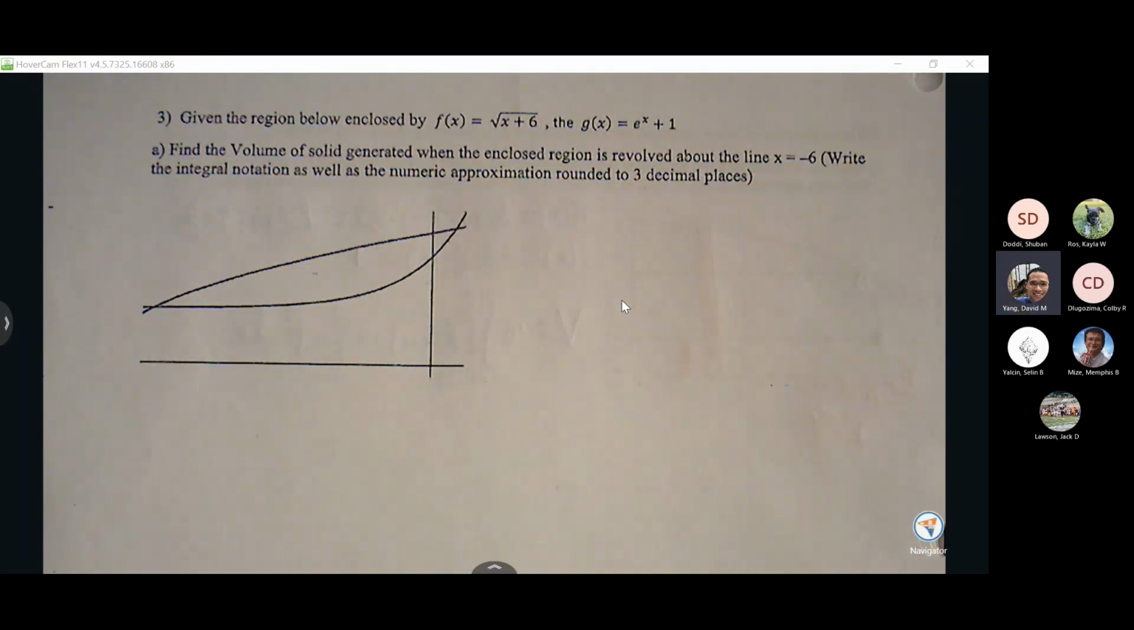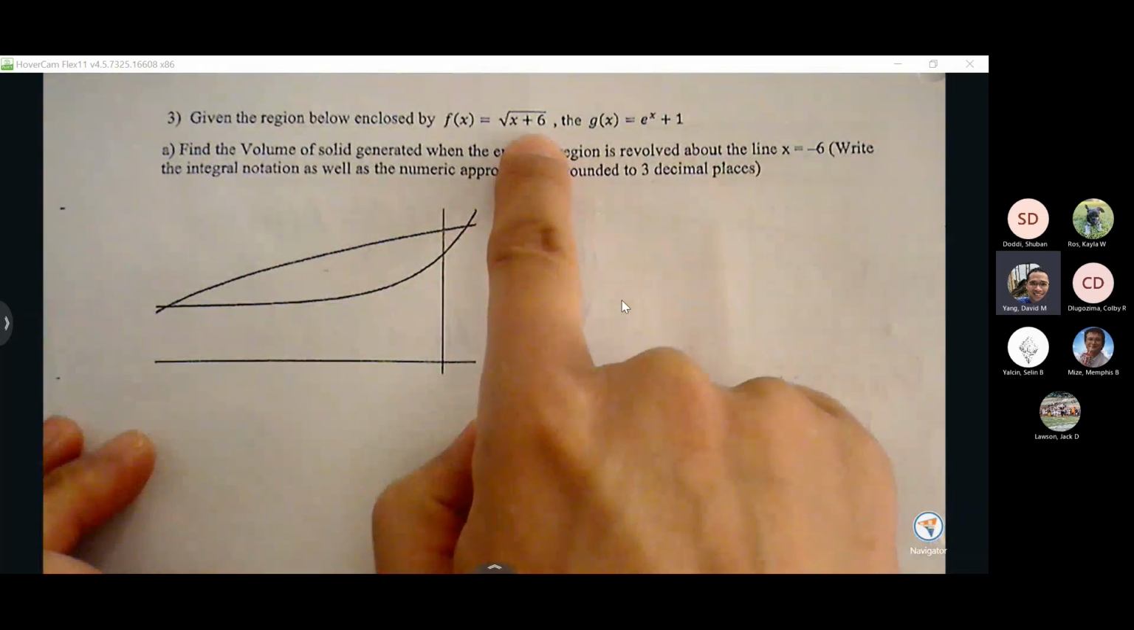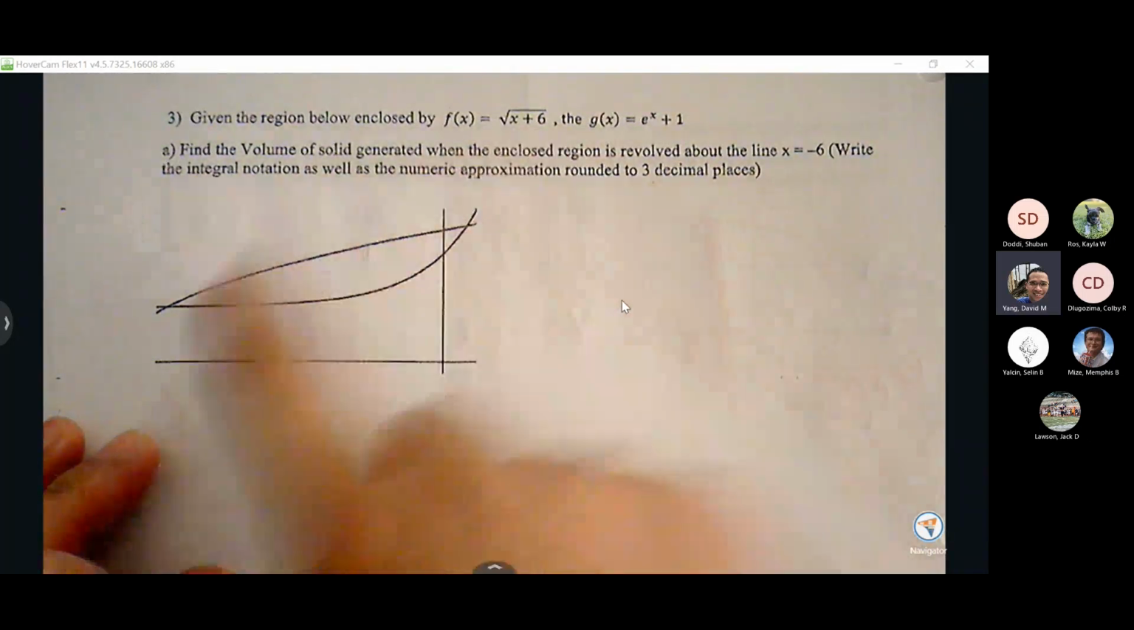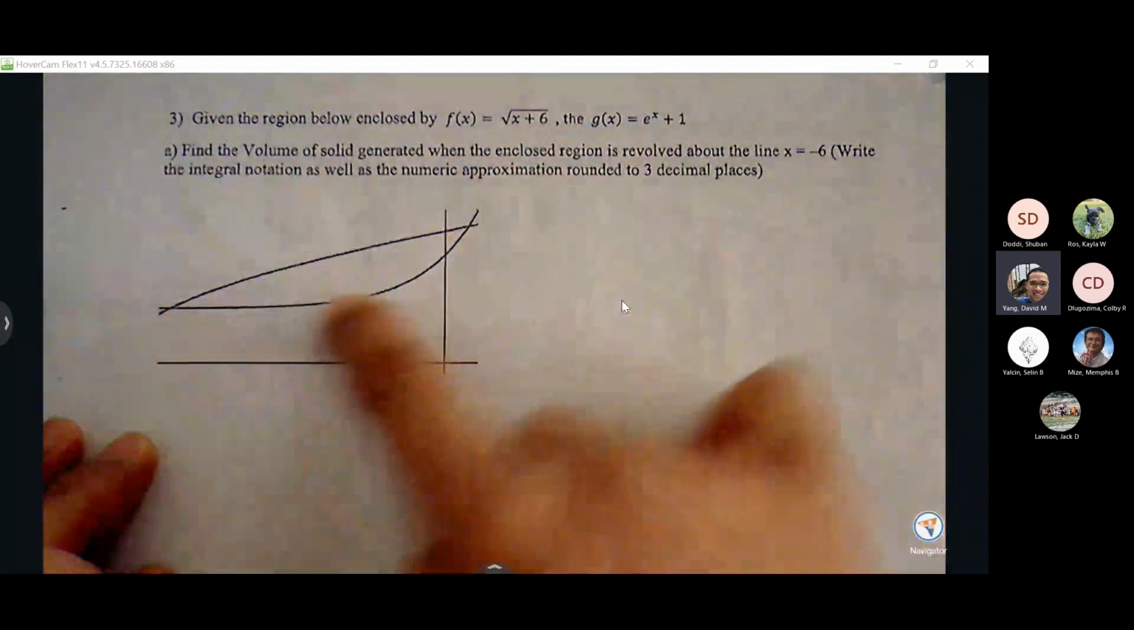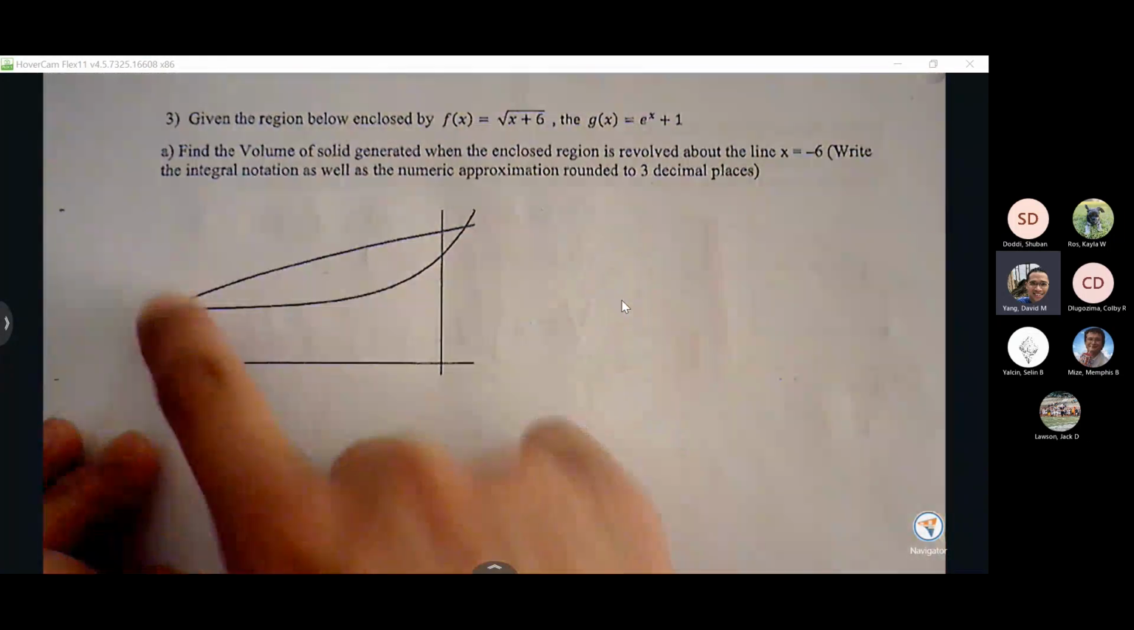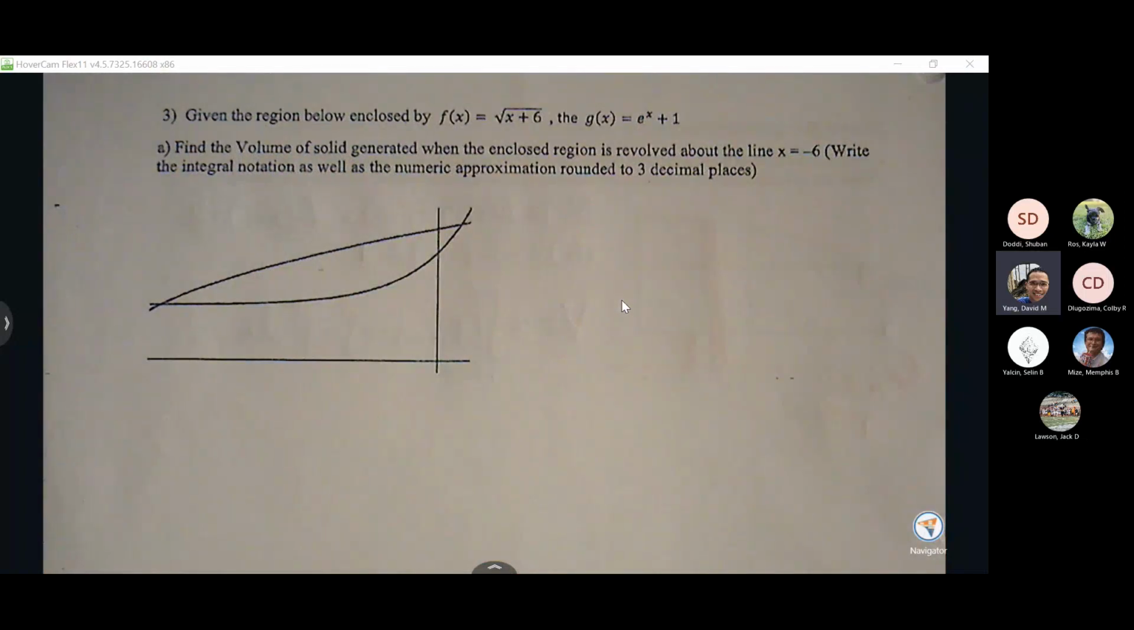All right, number 3. We have the curve, the radical function. This is the square root of x plus 6. That's the one on top. e to the x plus 1, that's the exponential function, so that's the one below. Find the volume of the solid generated when the enclosed region is revolved around the line x equals -6.